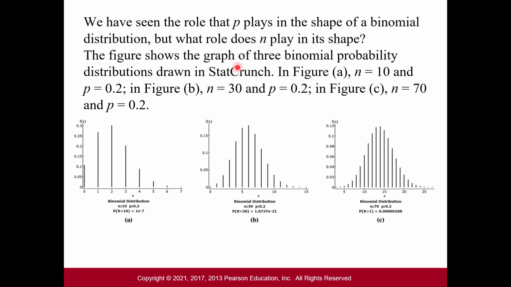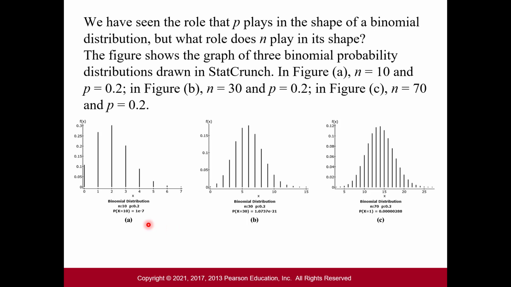So the figure shows the graph of 3 binomial probability distributions found using StatCrunch. In this first figure, N is 10, P is 0.2. This is actually the one we did. The second one, N is 30, P is 0.2. Oh, sorry, that was 0.2, 20%. And then the last one here, N is 70, and P is 0.2. So all of these have the same probability of 20%, but N is increasing as we go from graph 1 to graph 2 to graph 3 here.